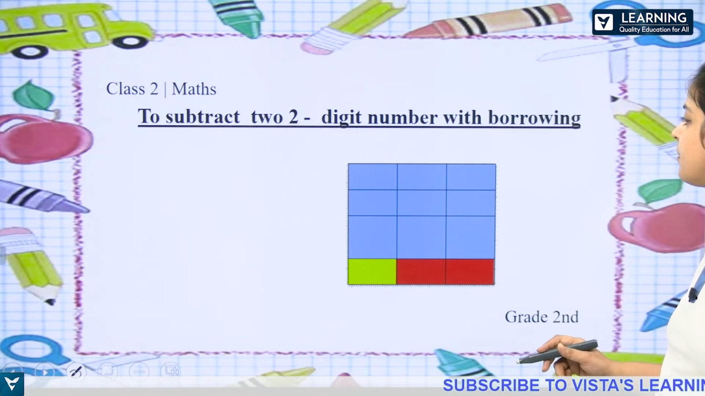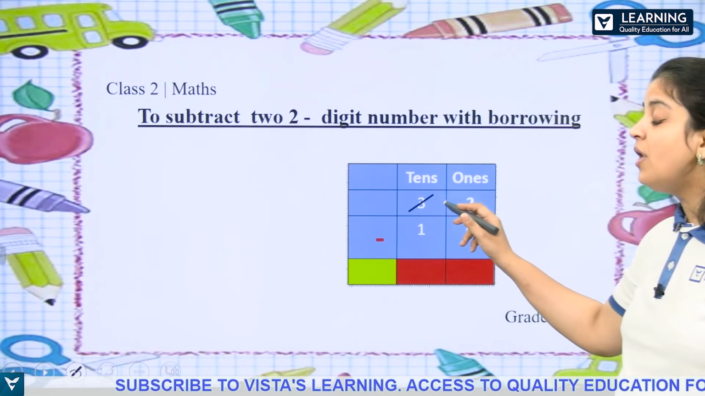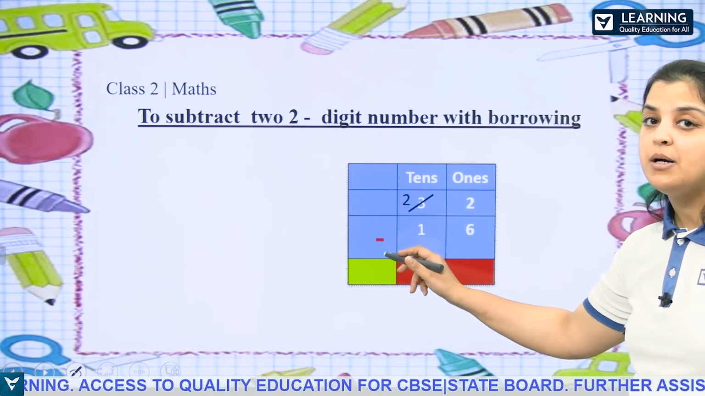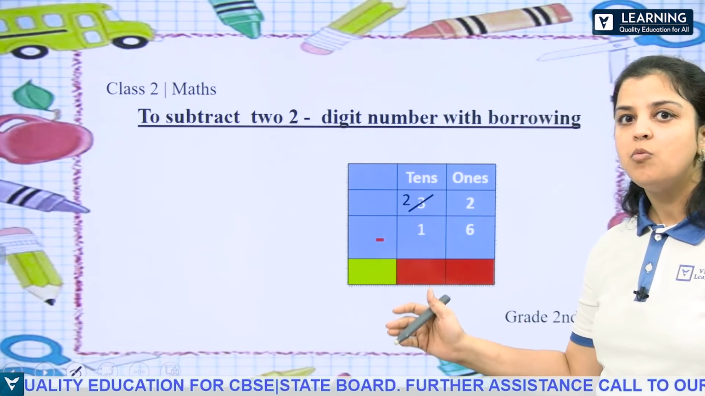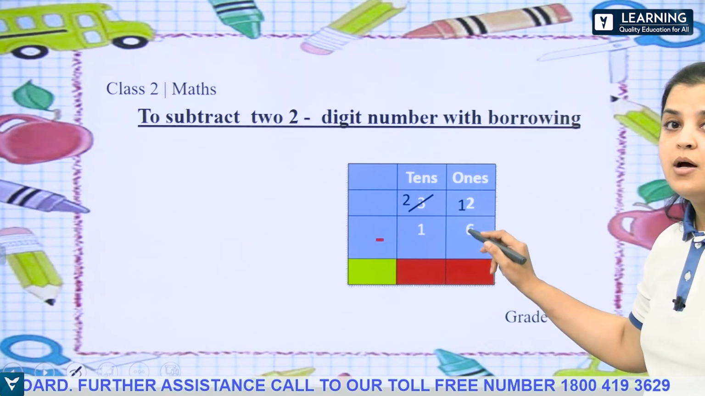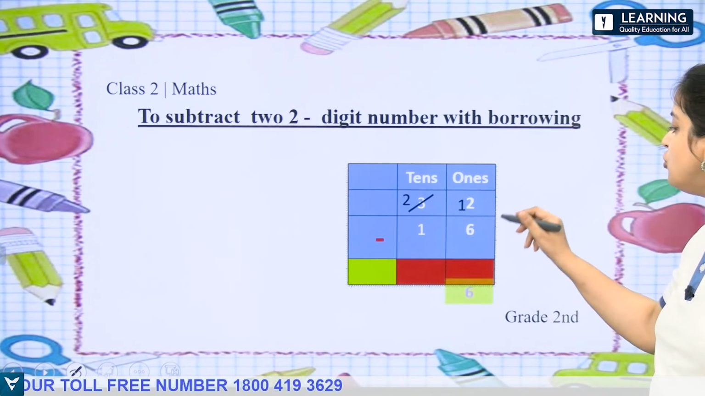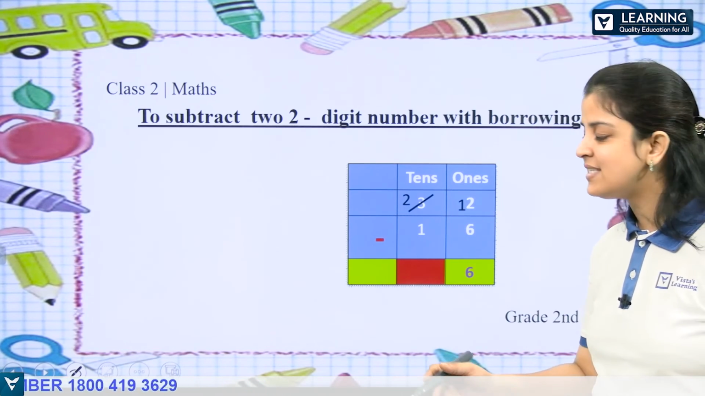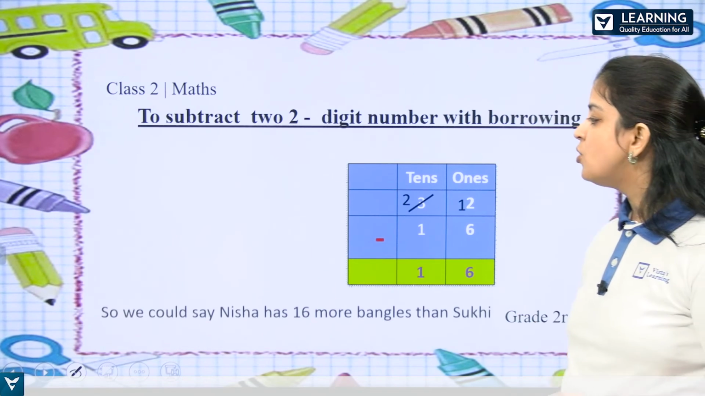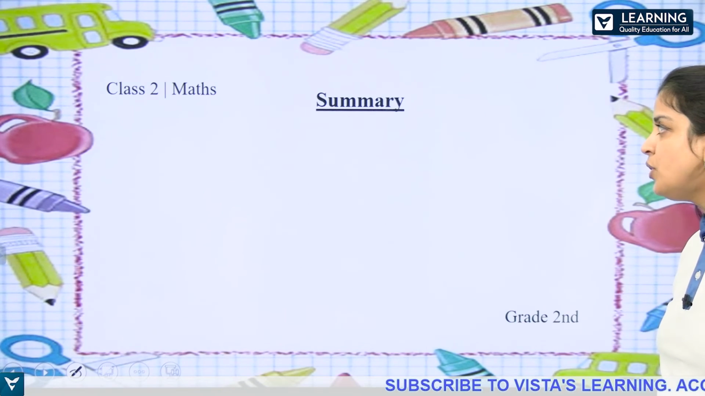So, what will I do? I will take a borrow from tens place. So, 3 will become 2 and it will give 1 ten to 2. So, this will become 12. 1 ten plus 2 will become 12. Now, 12 minus 6, we will get 6. 2 minus 1, we will get 1. So, we could say Nisha has 16 more bangles than Sukhi.